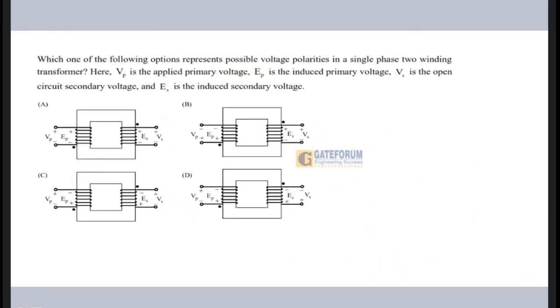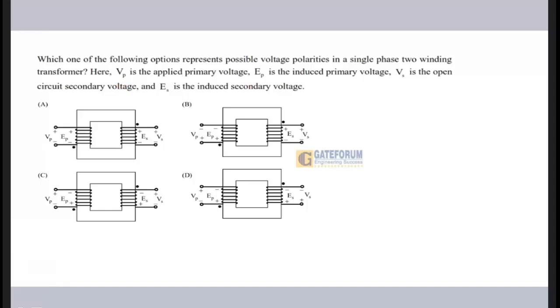Hello students. So this particular question was asked from the electrical machine part in GATE 2024 EE. Here they have asked a question from transformer polarity. In this question, they are asking which one of the following options represent the possible voltage polarities in a single phase two-winding transformer. Here Vp is the applied primary voltage, Ep is the induced primary voltage, Vs is the open circuit secondary voltage, and Es is the induced secondary voltage.